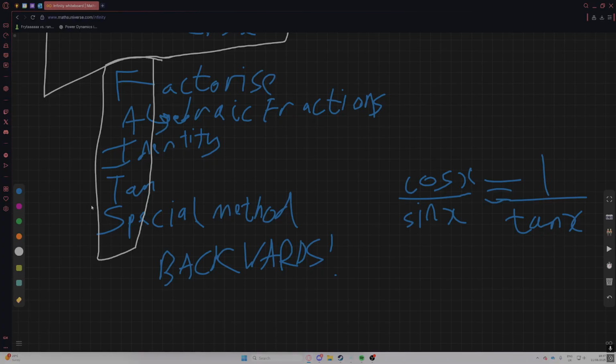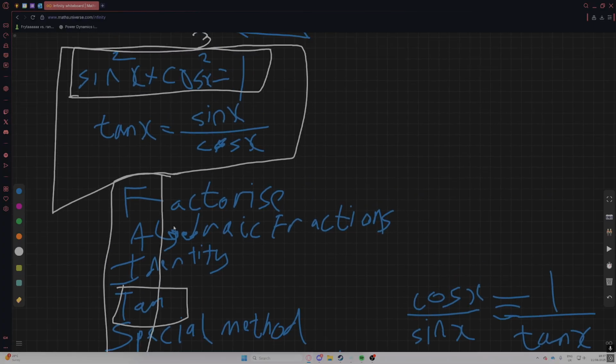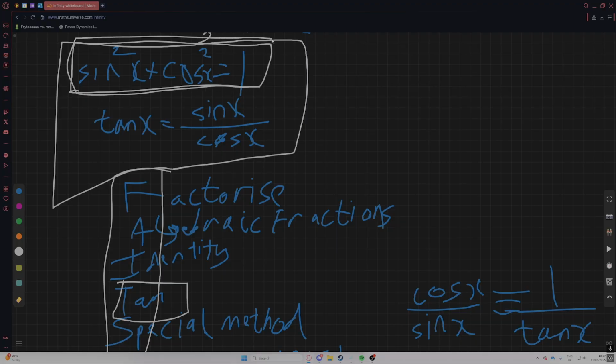So whenever you see a trig identity question, you think, are there any special methods I can use, like difference of two squares? Then you think, oh no, there isn't. So is there a tan that I can turn into a sine over cos? And then you think, can I use this identity over here? That's the I. And then you think, can I use any algebraic fractions? Can I turn it into a fraction that I can combine, or can I factorize anything out of it that I can cancel out?